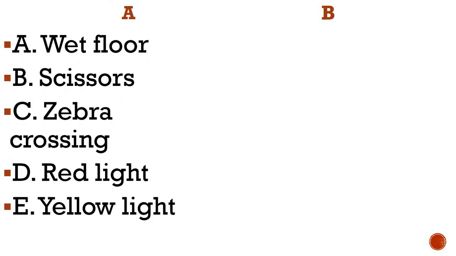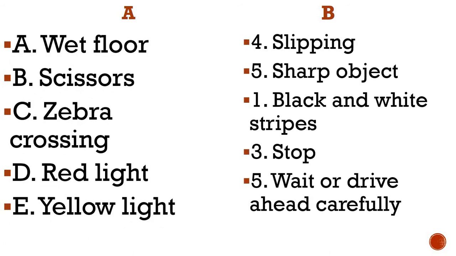Column A will remain as it is and this will be shuffled. For the wet floor, the correct answer was slipping. Means if the floor is wet, if it is not dry, you should not run or walk on it unless it gets dry. Otherwise, you will slip down. Scissors, it is considered as a sharp object, obviously.